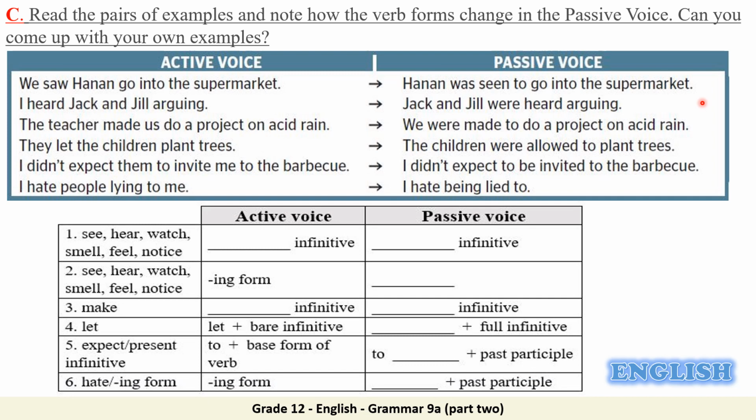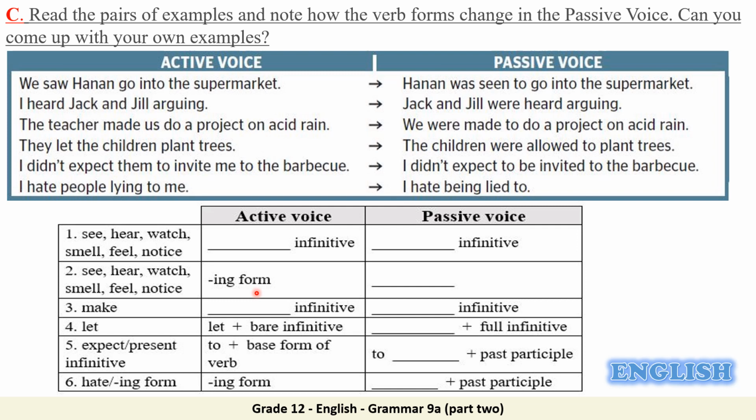Welcome back. First of all, let me discuss with you the first couple of sentences together. Why together? Because both have what we call verbs of perception: see, hear, watch, smell, feel, and notice. Sometimes these verbs are followed by the infinitive, like go. We saw Hanan go into the supermarket. Some other times they are followed by the gerund form, the ing form. I heard Jack and Jill arguing. Here is the verb of perception, heard, and here is the ing form.